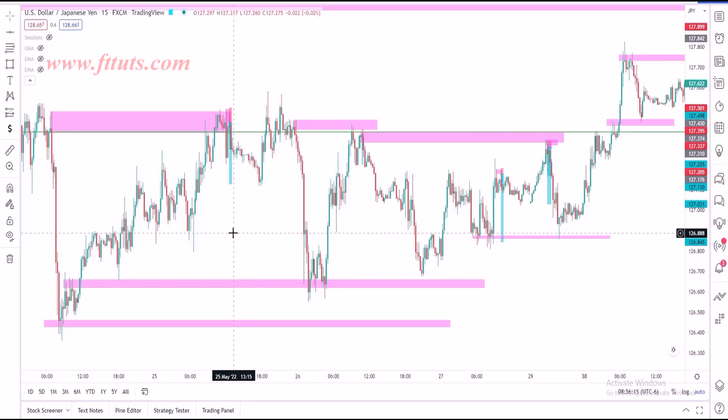We're not going to use the whole, hey, this has been respected X amount of times, and for that reason, we're just going to buy when price comes to here or sell when price comes to here. We're not going to do that, and that's going to save our asses so many times.